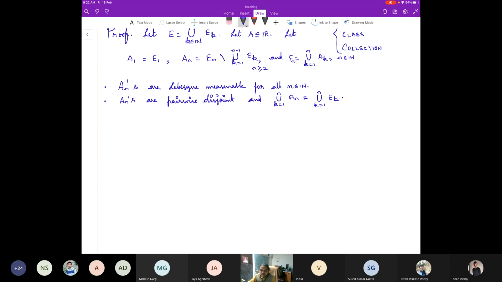Sir, if E intersection F belongs to M, then can we say E and F both belong to M? Can you repeat? If E intersection F belongs to M, Lebesgue measurable, can we say that E and F both belong to M?